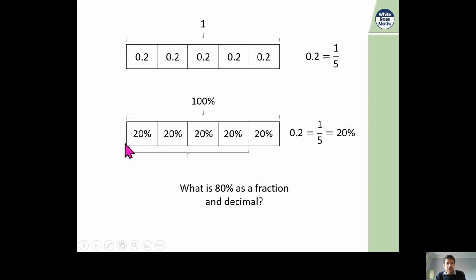And as a fraction, it's going to be 80 out of 100 because that is percent, 80% is 80 out of 100. But then you can simplify it. So let's have a look. Okay, so 80 out of 100 simplifies to 8 out of 10, 8 tenths, and then to 4/5.